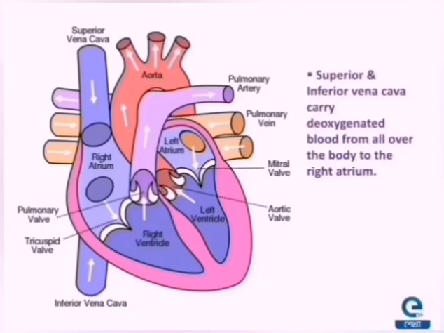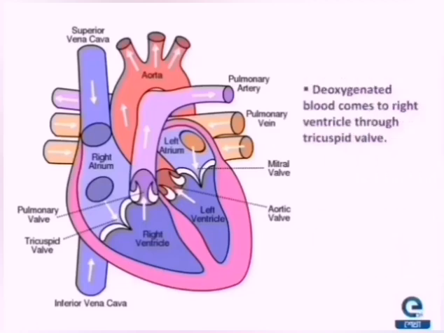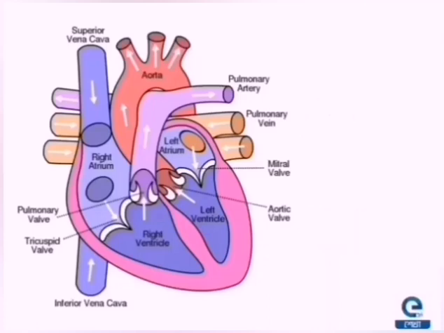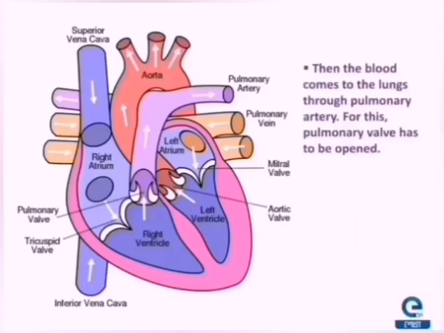Now we have to learn about how heart pumps the blood all over the body. So first we will see superior and inferior vena cava carry deoxygenated blood from all over the body to the right atrium. Then systole or contraction of right atrium happens. Deoxygenated blood comes to right ventricle through tricuspid valve, and then right ventricle contracts. On the next step, the blood comes to the lungs through pulmonary artery. For this, pulmonary valve has to be opened.